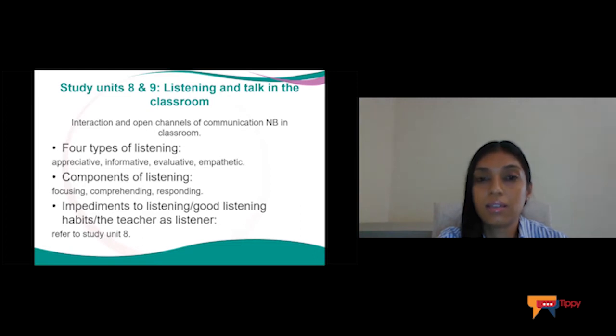Study Units 8 and 9 speak about the aspects of listening and talk in the classroom. Within the classroom situation, it is fundamental for you to create interaction and open channels of communication. Doing so involves the aspects of listening and speaking. There are various types of listening that could be employed in the classroom. These include appreciative listening, informative listening, evaluative listening, and empathetic listening. The listening exercise within the classroom will be made up of various components. These include focusing, comprehending, and responding.